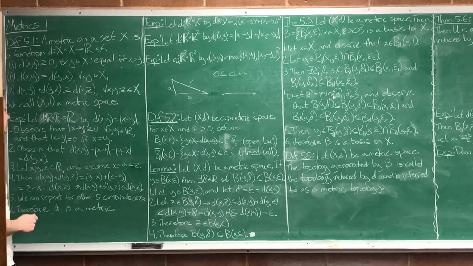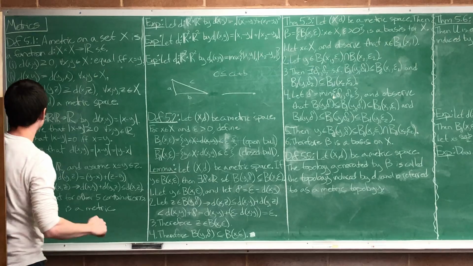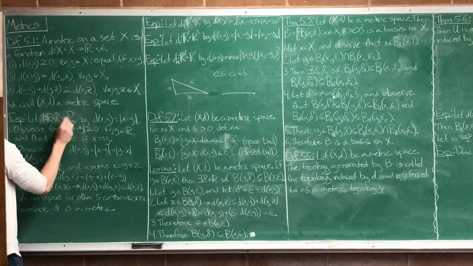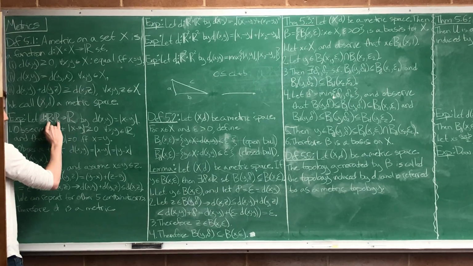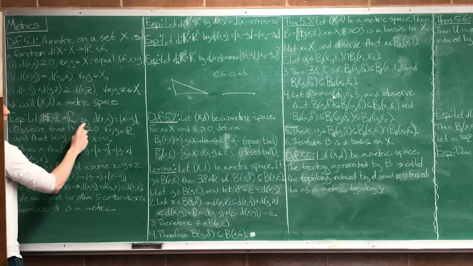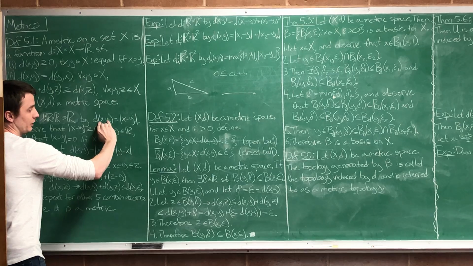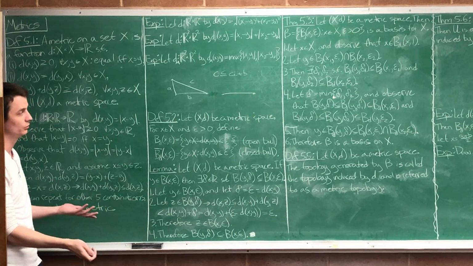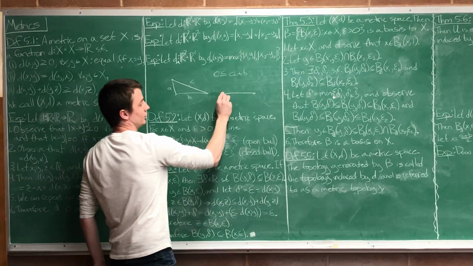So let's play around with one. Let's look at a metric that we know and love. Let's look at the metric d from R cross R to R. It takes two members of R and assigns them a real number, where the distance from x to y is equal to the absolute value of their difference. This is the exact notion of distance that we use just on the real number line.